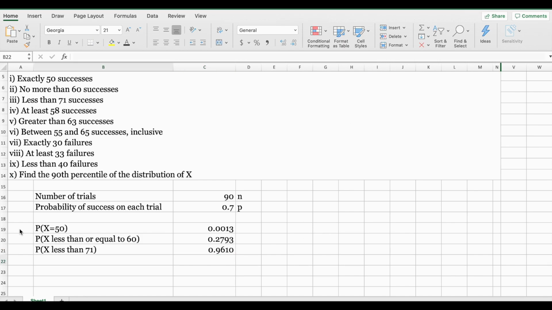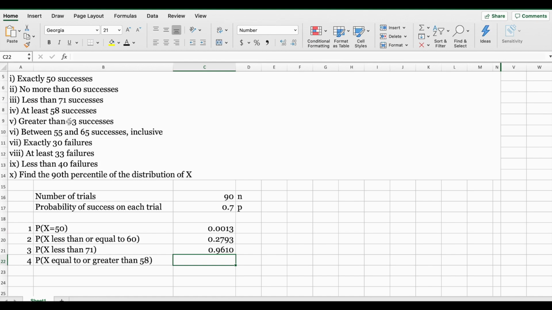Now let's move on to question number 4. Let me label these questions. Question number 4 is asking us to find the probability of x when it's at least 58. So here, another way to write this is we're looking at probability when x is equal to or greater than 58.